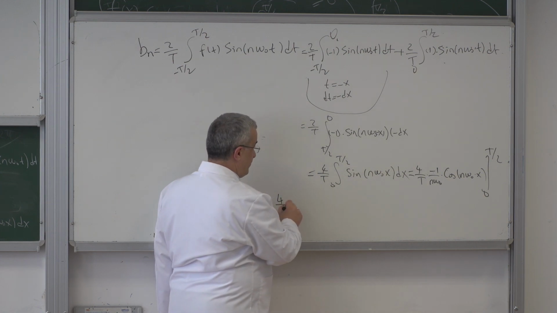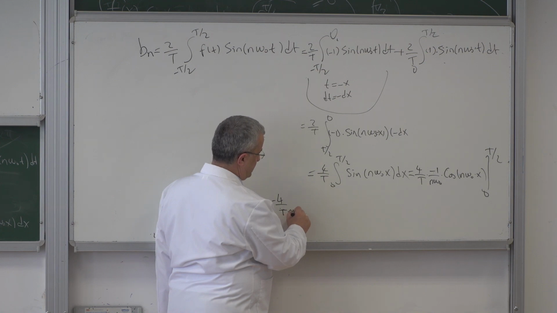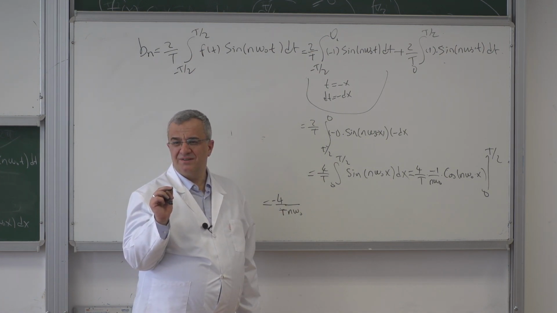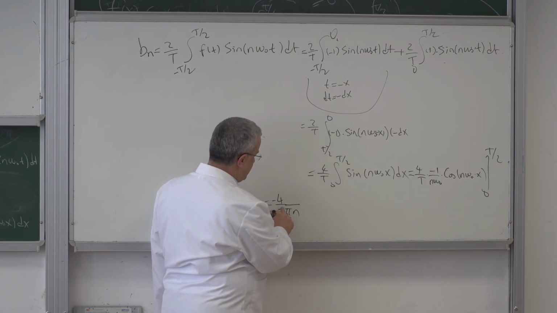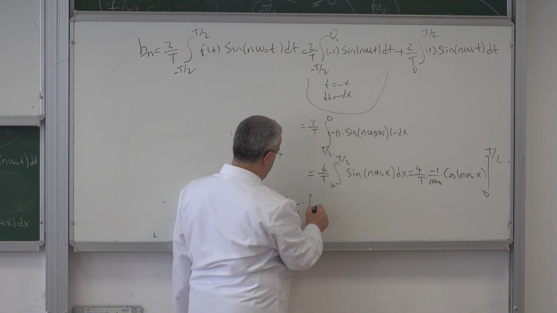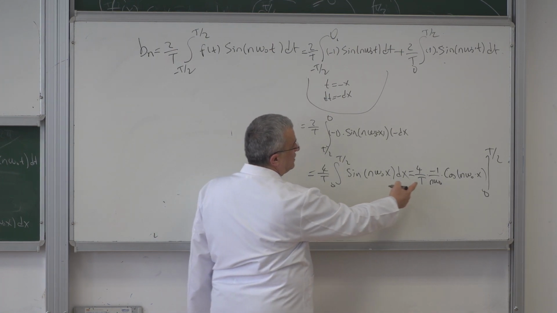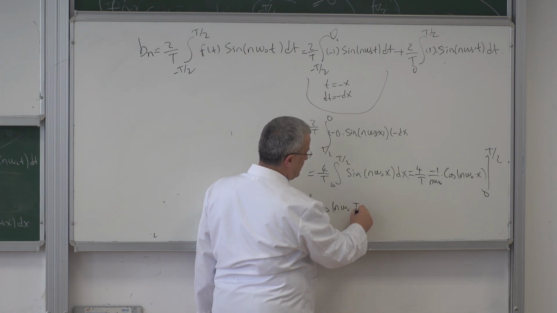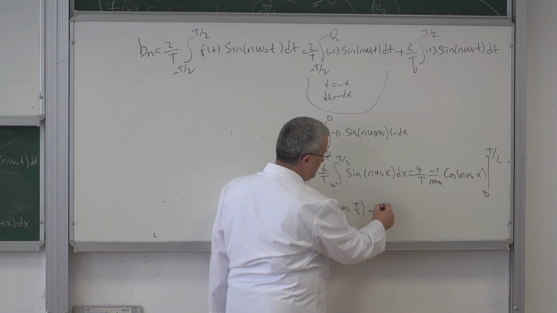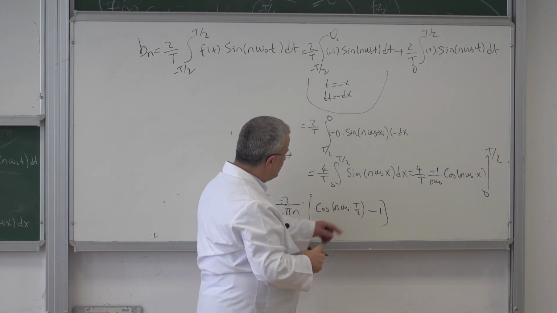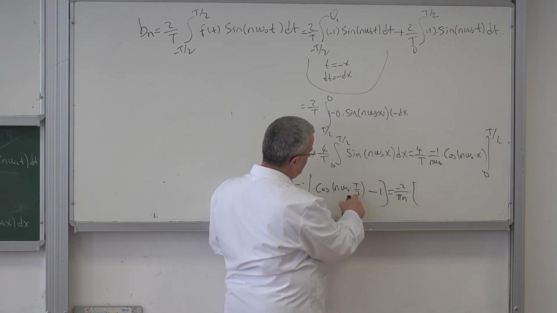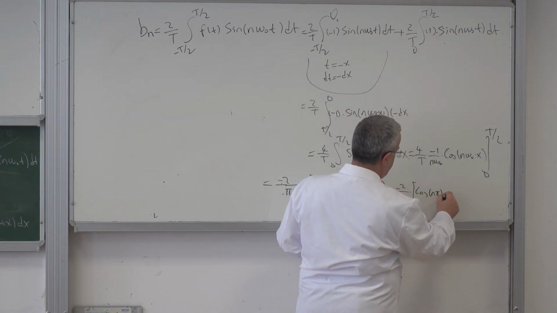In the upper limit, minus 4 over T n omega 0. What is T omega 0, by the way? Remember that? 2 pi. Very good. So 2 pi n, and this cancels with this, so 2 over pi n. Very good. Times, in the upper limit, you have a minus here, cosine n omega 0 T over 2. Minus, in the lower limit it is cosine of 0, 1. So let me just continue here, minus 2 over pi n times, this is 2 pi over 2, so this part is cosine n pi minus 1.